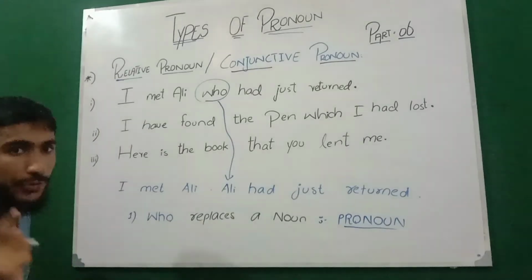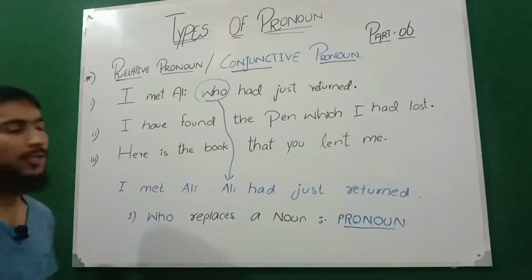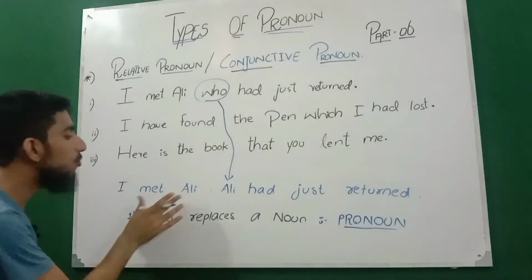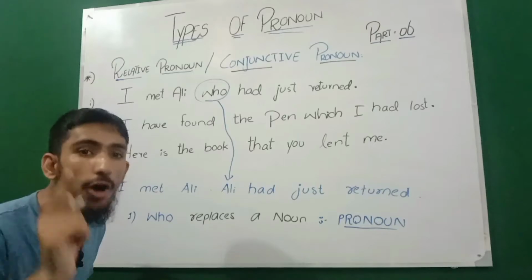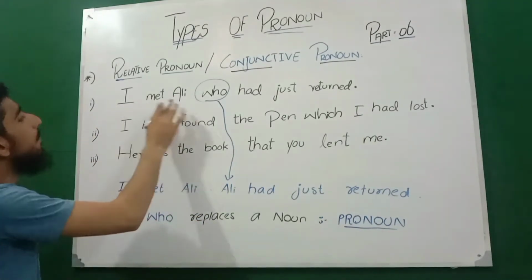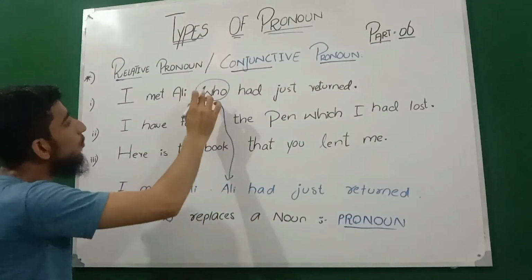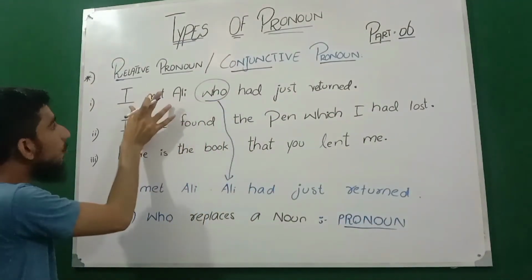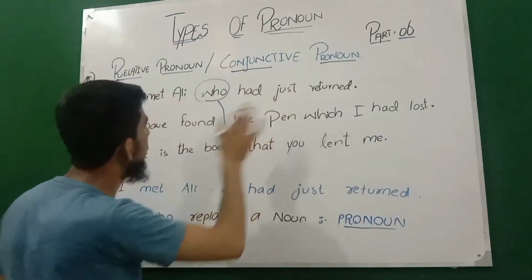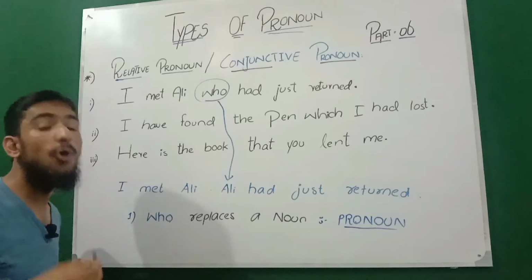Now what does the word who do in this sentence? Look at this. I met Ali. Ali had just returned. There is no connection; these two statements are not connected. In order to connect them, we use a relative pronoun who. Look at, I met Ali who had just returned. So now the relative pronoun who also connects the sentence. That's why the word connects two sentences or two statements.